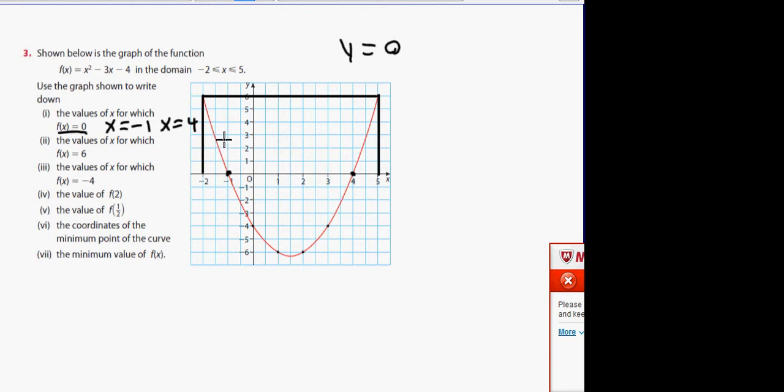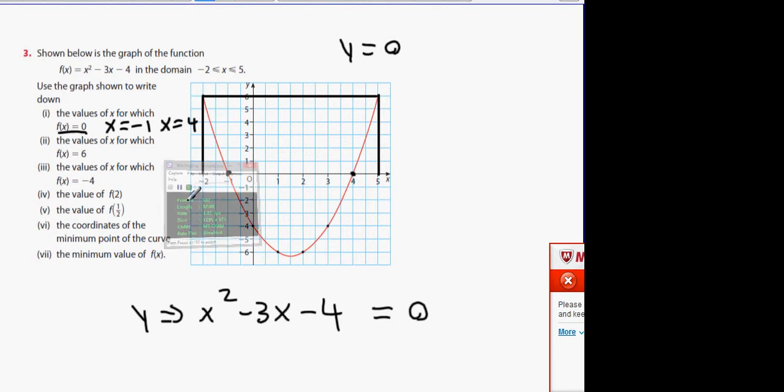Now, I'm going to show you a little trick here. Alright. This is the graph y equals x squared minus 3x minus 4. Is everybody agreed with that? And when y equals 0, what does that mean? It's crossing the x axis. Would you agree with that? Likewise, when we're talking about y equals 6, we're talking about x equals minus 2 and x equals 5.